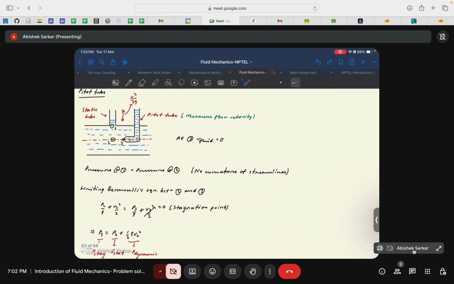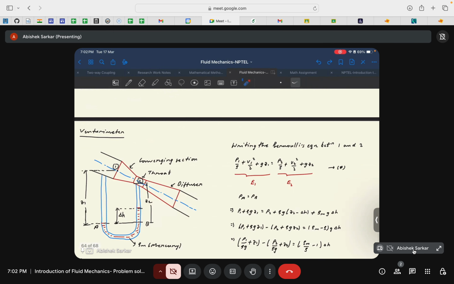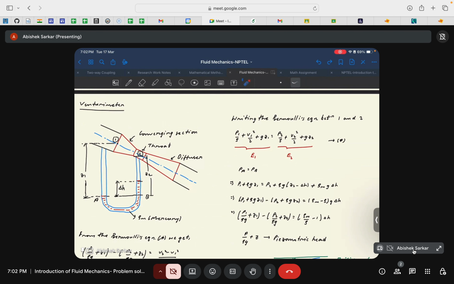Then we have our final topic of discussion, that is the Venturi meter. In the textbook we also discuss the orifice meter, but for the sake of saving time, I will not discuss it in detail. After discussing the Venturi meter, I will briefly discuss why people use the orifice meter. But now let us discuss the Venturi meter.